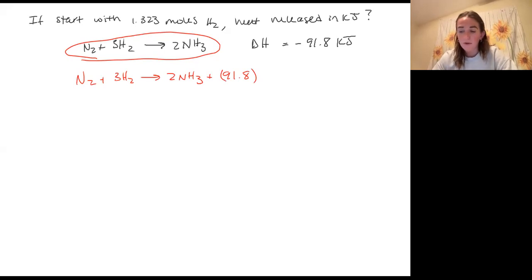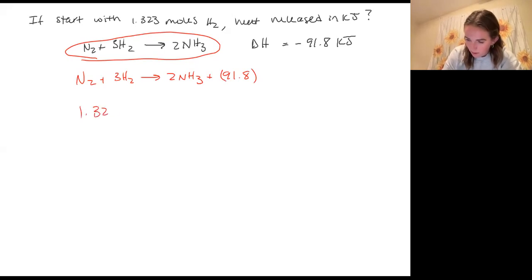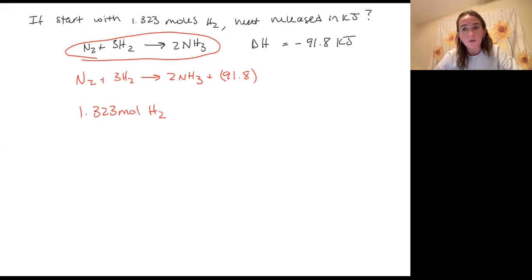So if we are starting with 1.323 moles of H2, what can we use in order to find how much energy is produced?